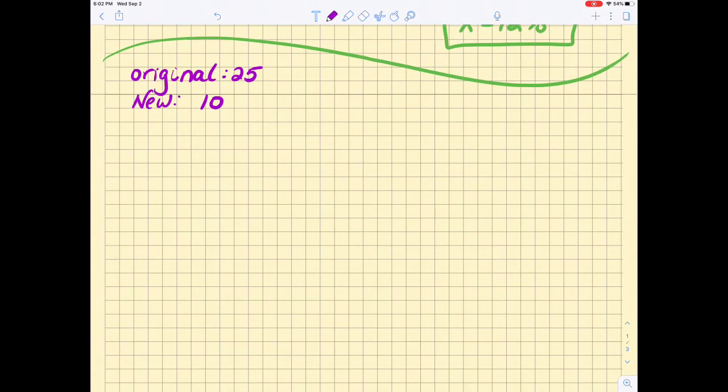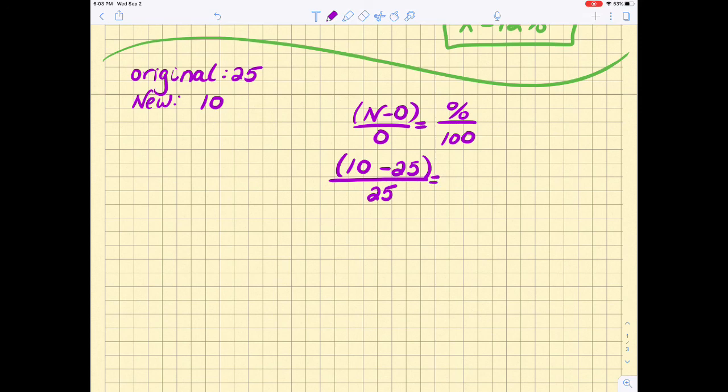So let's go back to our formula. n minus o over o equals percent over 100. And let's fill in what we know. We know the new cost is $10. The original cost is $25. Don't forget those parentheses. That's important. And the original is $25. So be very careful of that. 100 is always going to be there because we're talking about a percent. And again, we're looking for the percent of change. So I'm going to put an x there.